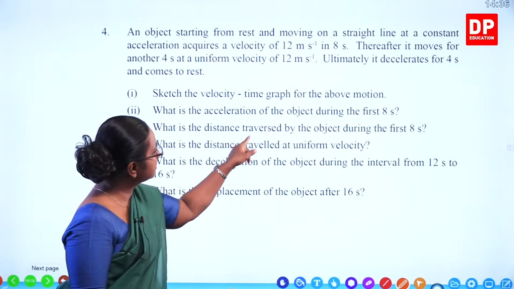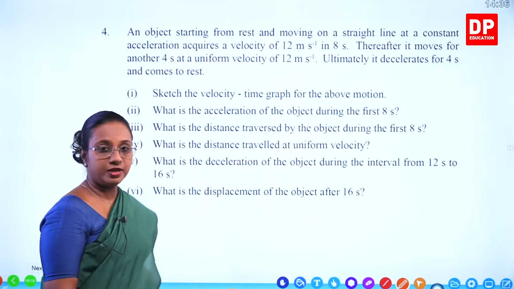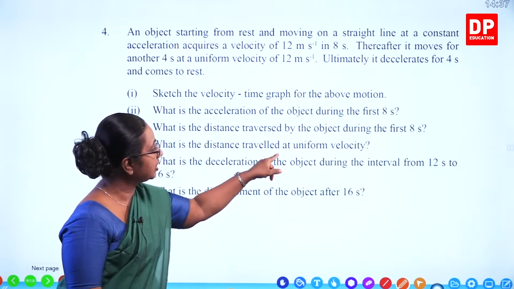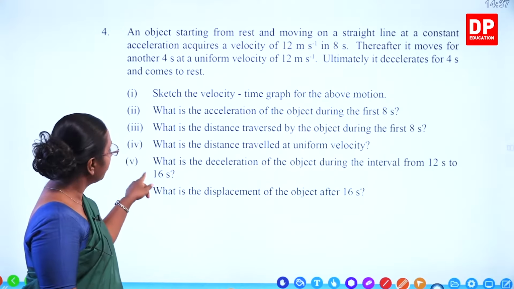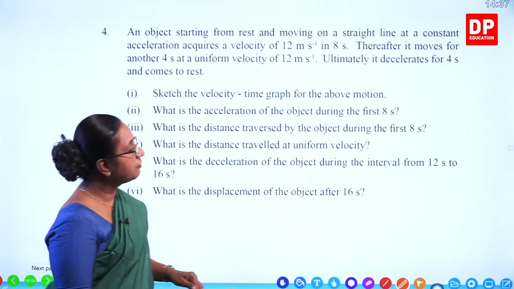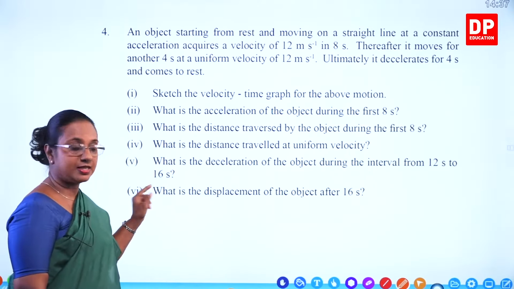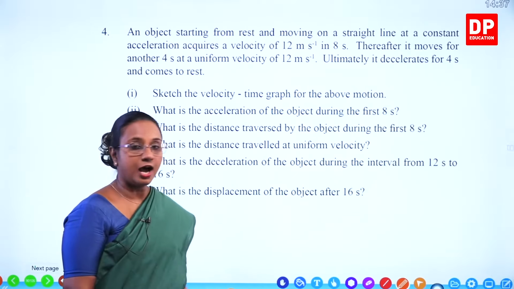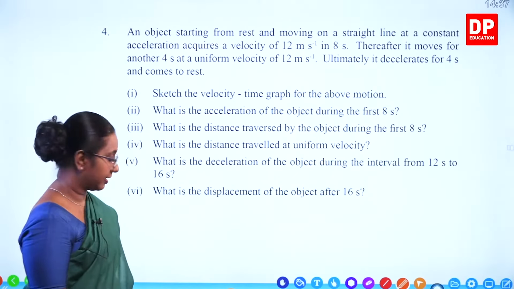What is the distance traversed by the object during the first 8 seconds? What is the distance travelled at uniform velocity? What is the deceleration of the object during the interval from 12 seconds to 16 seconds? What is the displacement of the object after 16 seconds?